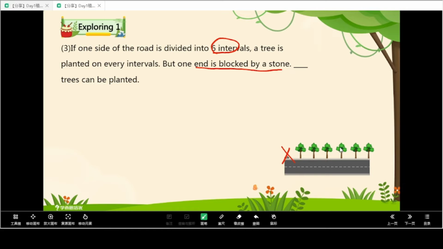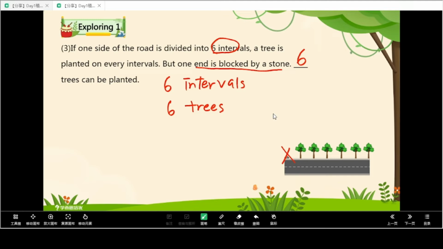1, 2, 3, 4, 5, 6. Very good. There are 6 trees can be planted. And how many intervals? 6 intervals. So we can see that there are 6 intervals and 6 trees. Is the number the same or different? Yes, the number is same.